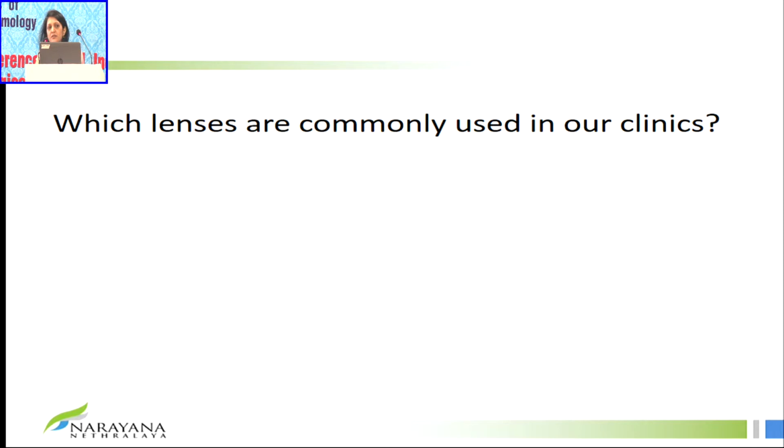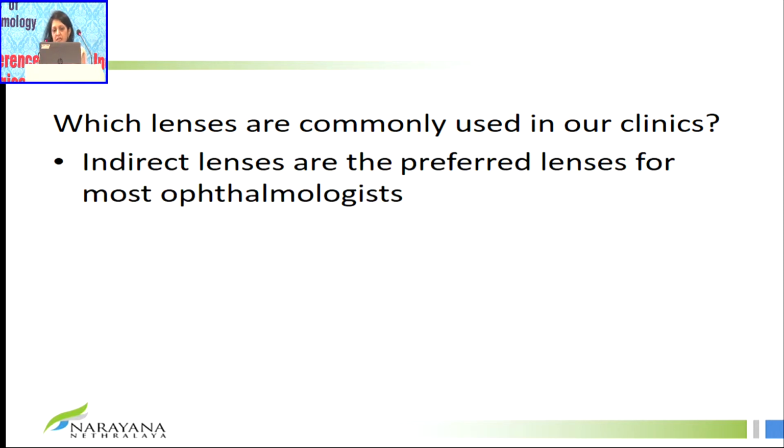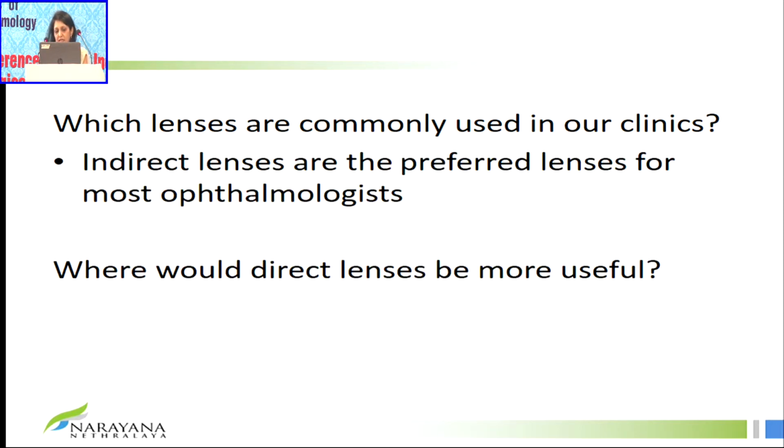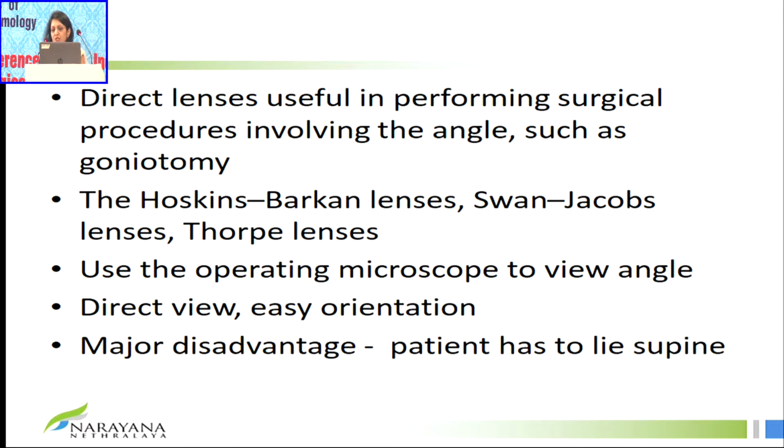Direct or indirect? Indirect lenses are what we commonly use in the clinics. And where would we use direct lenses? You use them mostly in the operation theater. The direct lenses are useful for performing surgical procedures. It's advantageous because you're getting a direct view, and the orientation is very easy. You have to use the operating microscope to view the angle.